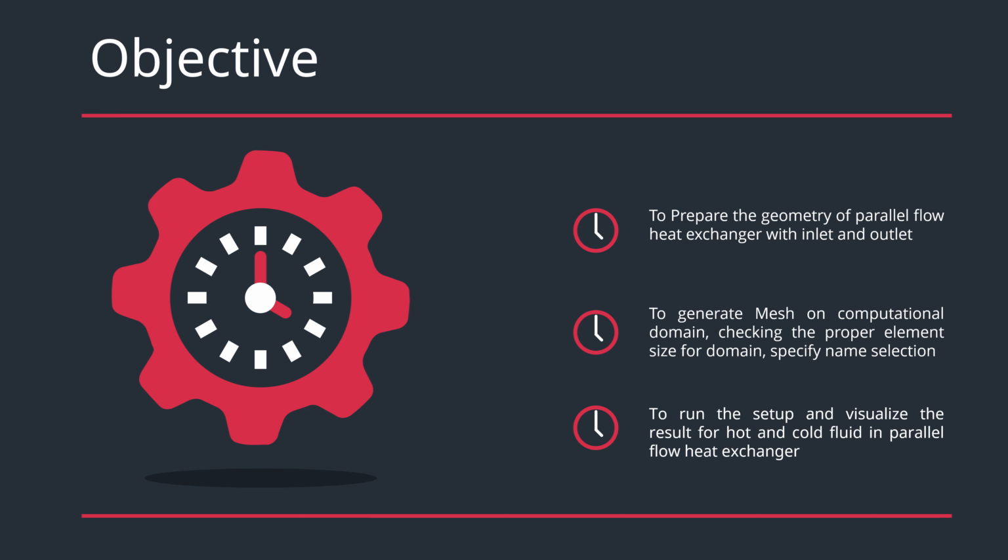Next is to generate the mesh on the computational domain and check the proper element size, because generating a default mesh may not yield a more accurate result. So that's why we might need to change the element size in between. This is one of the things that we are going to do. And lastly, to run the setup and visualize the behavior of hot and cold fluid.